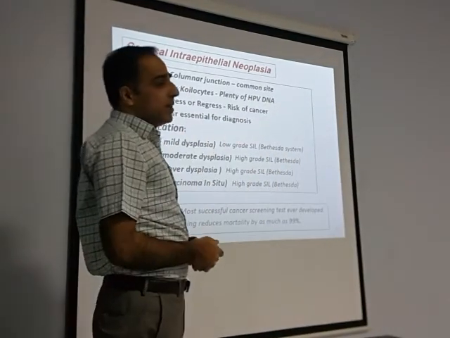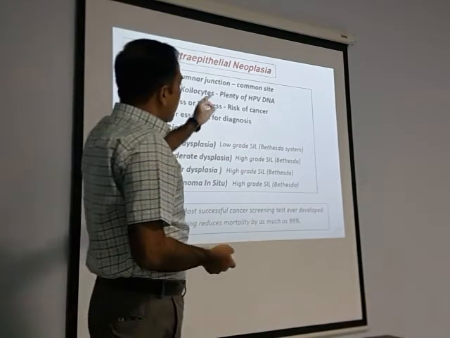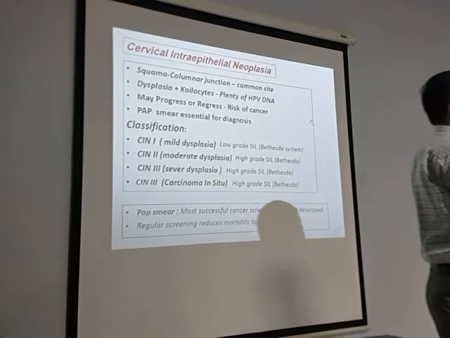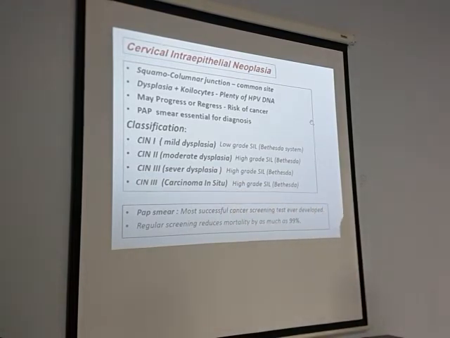So these are the changes it will cause. One is dysplasia, another is koilocytes, because of plenty of HPV DNA. The DNA goes into the nucleus and it will divide. Viral particles will be formed, so ultimately the cell will be filled with viruses. This is why many of the cells will break down and release the virus.